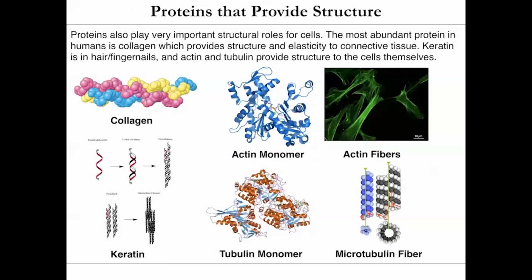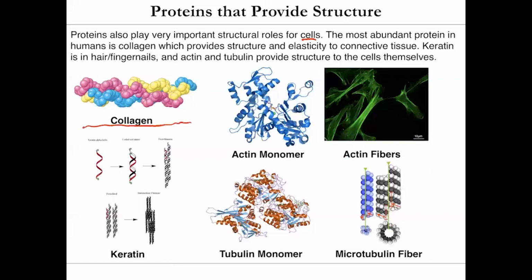So there are also a lot of different proteins that are not enzymes. Not all proteins are enzymes. Some proteins just play a very important structural role for our cells and for our bodies. The most abundant protein in your body is collagen. You've probably heard of collagen before. It provides structure and elasticity to connective tissue: your bones, your tendons, your ligaments, and your skin. So collagen is really important.